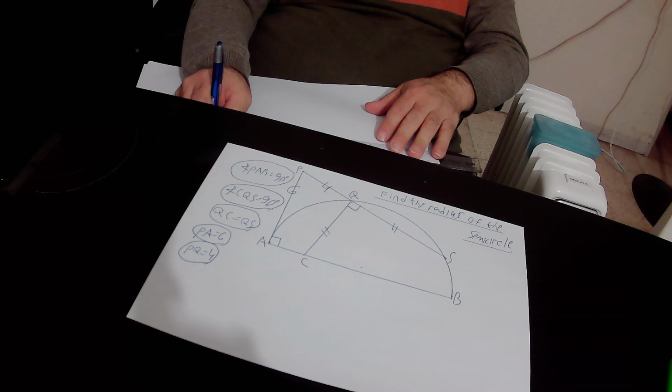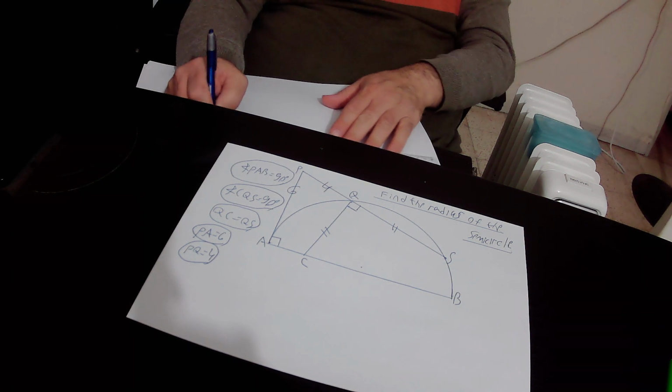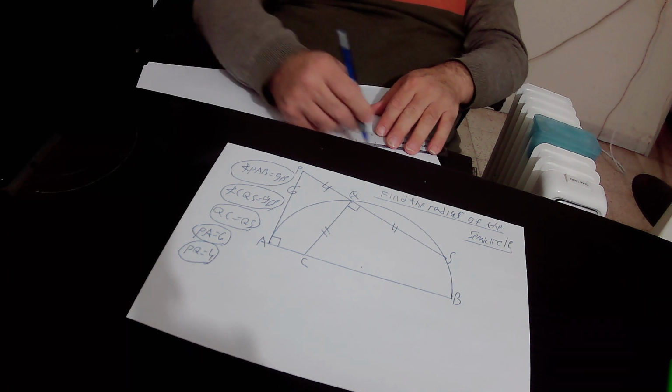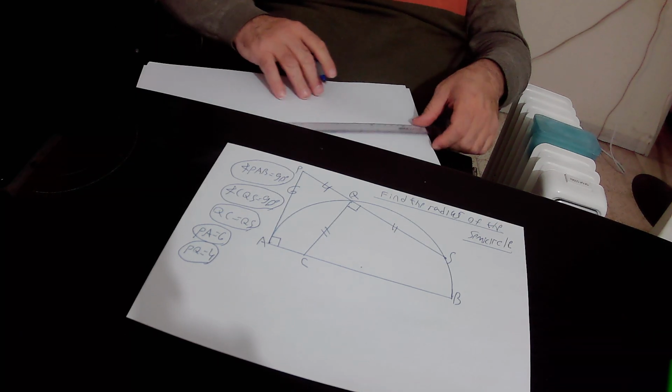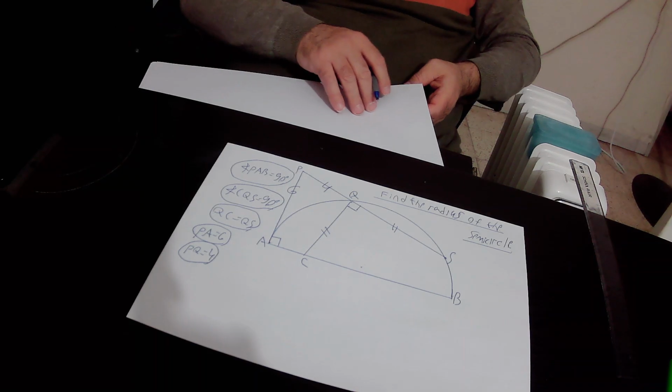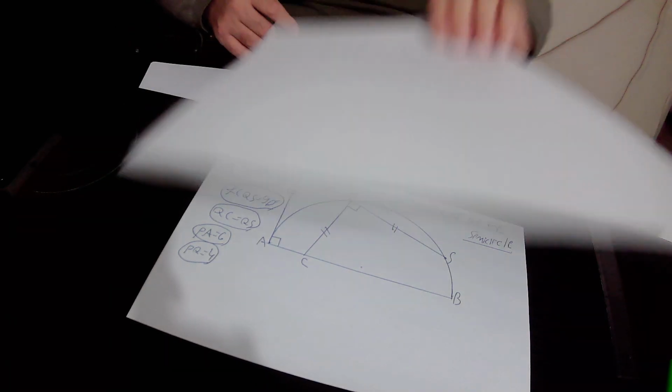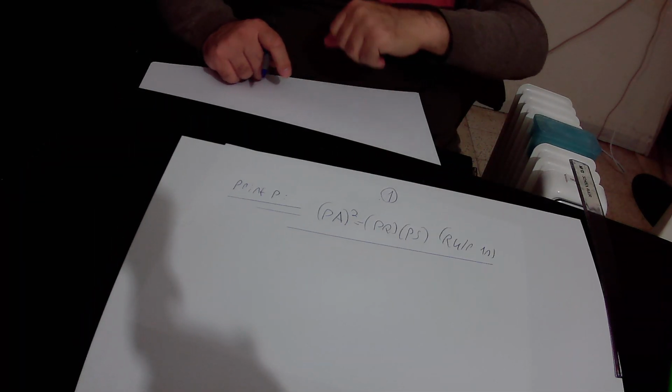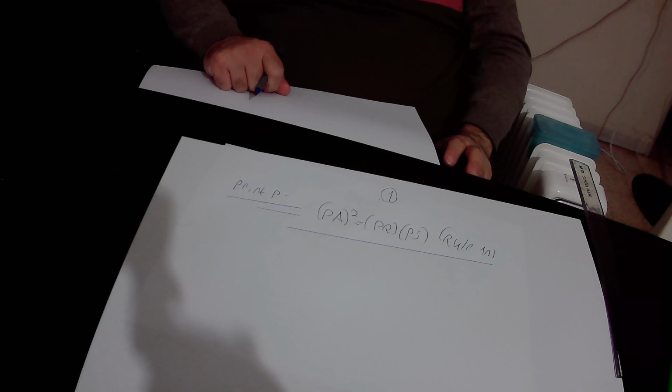Repeat again. If we focus at point P, then we will get that according to rule number 10, PA square equals PQ times PS.